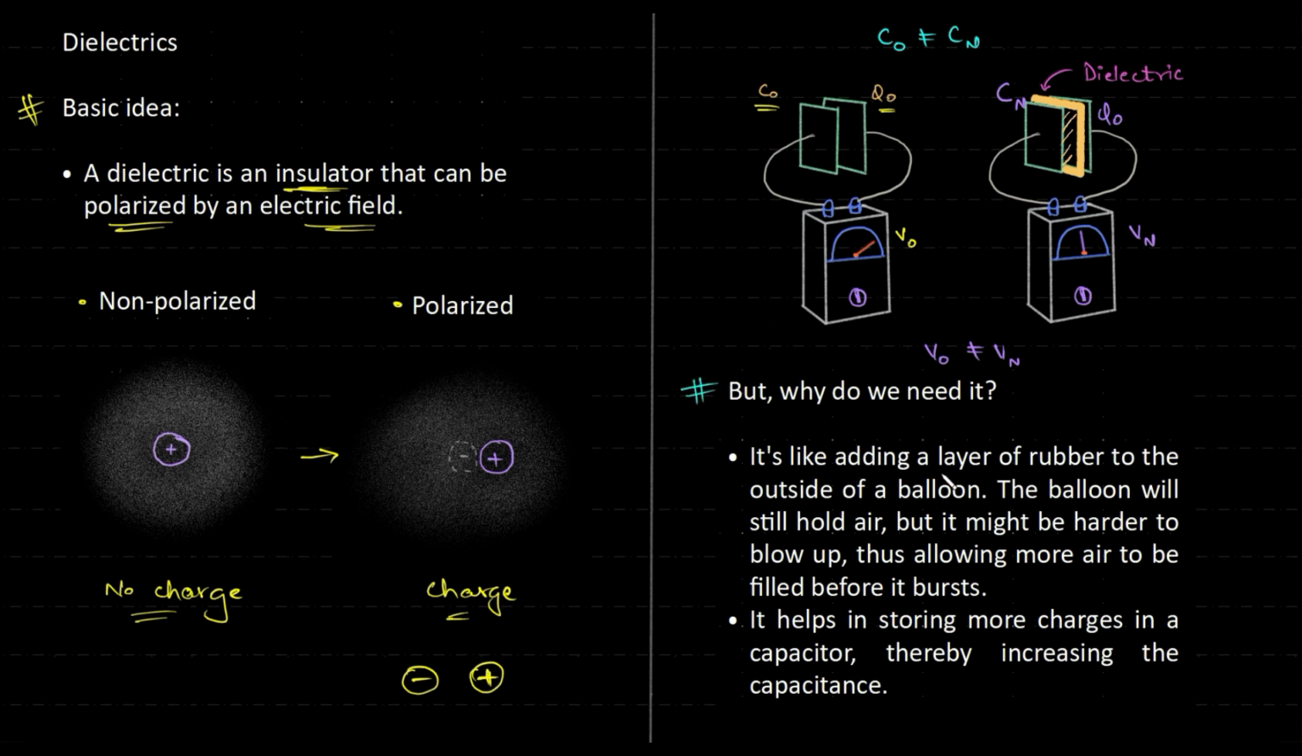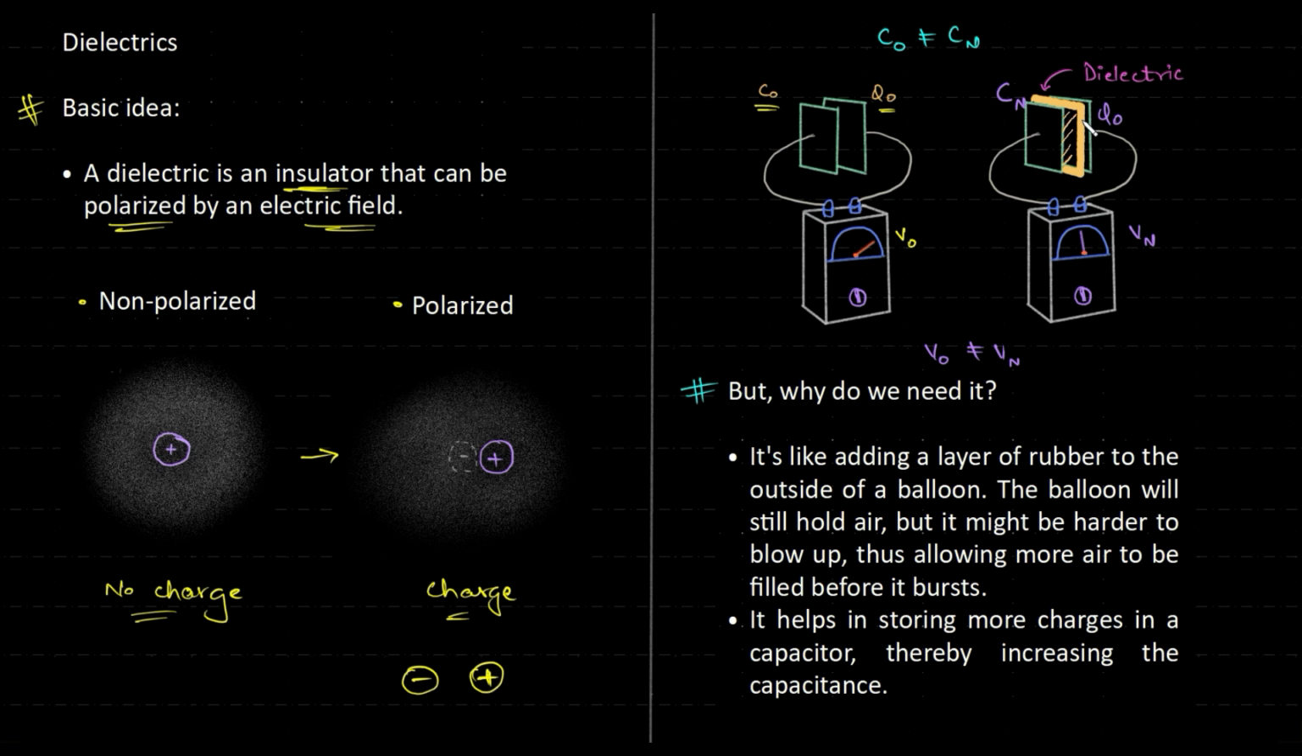So basically, it's like adding a layer of rubber to the same balloon. We have a balloon and we are adding one more layer of rubber. So the same balloon will still hold the air, but it will be harder to blow up and burst. This allows more air to be filled before it bursts. Here, maybe the maximum charge that it can handle is 10 electrons. Here, at least it will be more than 10 electrons. It can be 11, 12, 13, 14. So the number of electrons that it can hold will increase. Basically, it's like increasing the holding capacity.